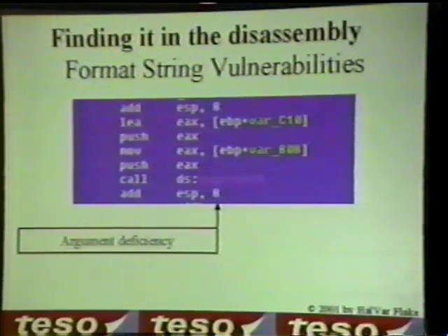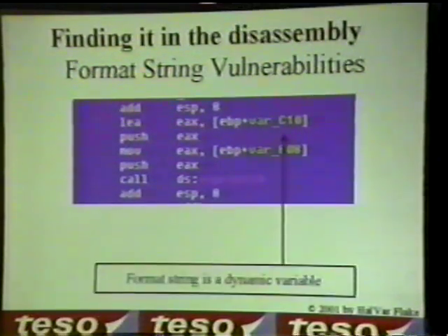Now, in this case, we have a sprintf. Sprintf has to have 3 parameters to be correct: target buffer, format string, and data that is being expanded into the format string. So we have only 2 double words here, so this is an argument deficiency. And we have a format string that is dynamic instead of static, so it's not enclosed in square brackets in the source, so it's dangerous.